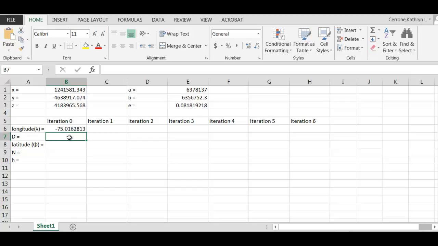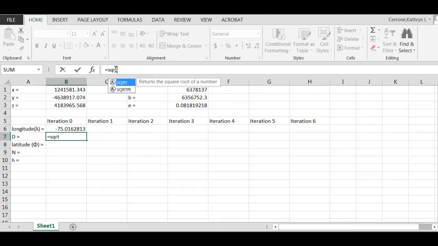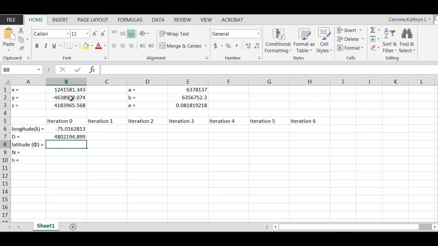For D, again, that quadratic formula equals square root, parentheses, x squared, so we'll grab x, and squared plus y squared. And close the parentheses, and we get 4,802,184.899.